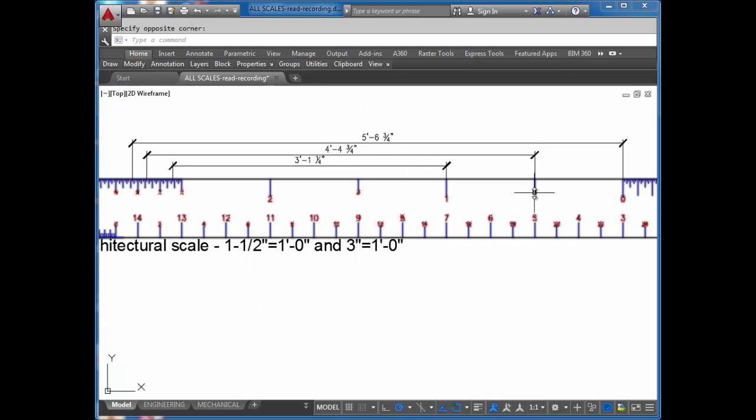Five feet, this is 4 feet, that's 5 feet, and we see that we're at the 6-inch mark here, and we are 1, 2, 3 tick marks past that, so that's 3/4. 5 feet, 6 3/4 inches.